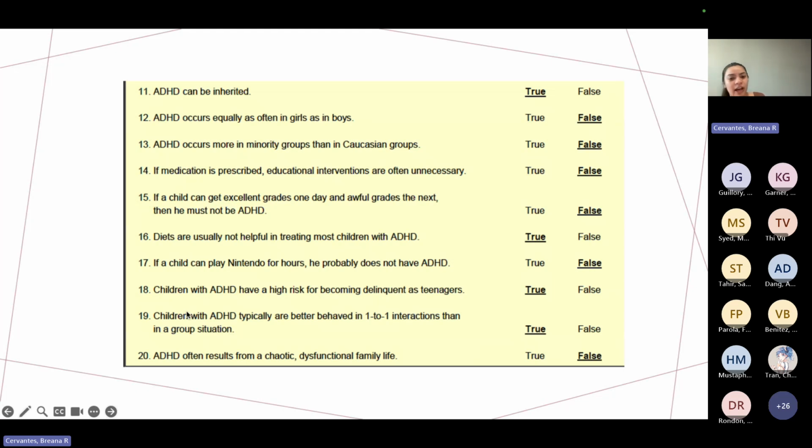Okay, children with ADHD have high risk for becoming delinquent as teenagers. This was our conversation earlier, that it's a gray area, because yes, numbers-wise, we think they're at higher risk. That doesn't necessarily translate to them always ending up with delinquency. I don't like that word, delinquency. But especially in boys, we tend to think that if you have ADHD, you're at higher risk for more externalizing behaviors like oppositional defiance, substance use, and even risky behaviors.